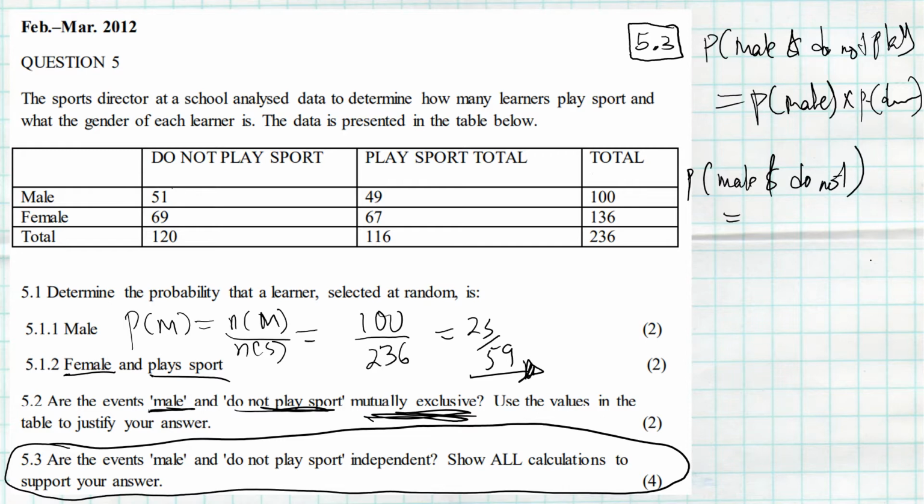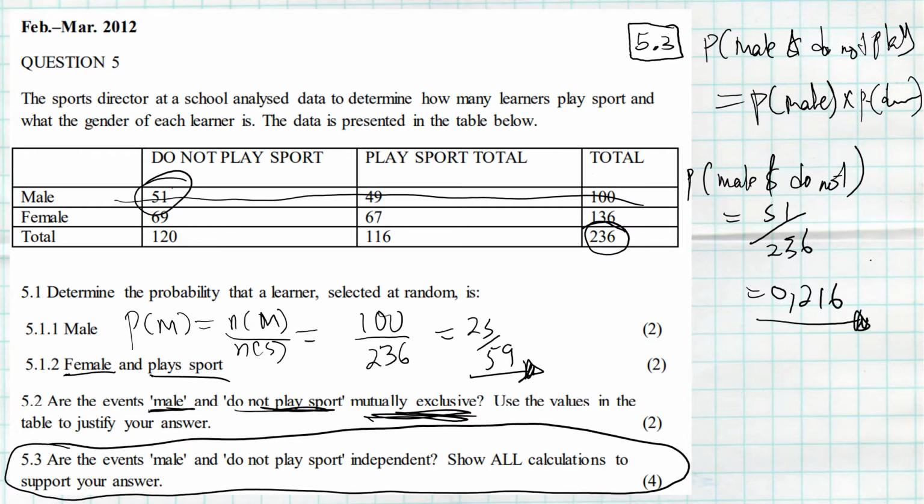It was what? Let's check again. Male and do not play sport was 51 out of the whole total sample space, which is 236, right? So 51 over 236 is the same as 0.216. I'm just going to round it off to 3 decimal places.